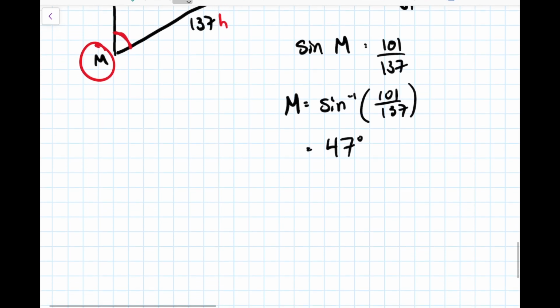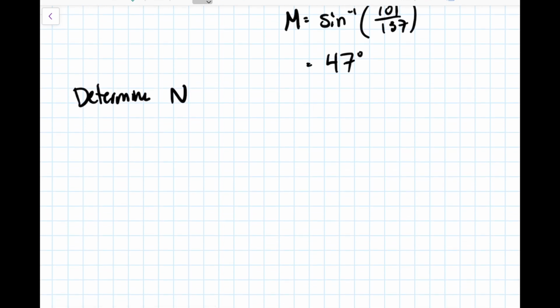Working with the same triangle, you might also be asked to figure out the other angle. So determine angle N. You could go through and do a full trig question with this, working with cosine and doing cosine of 101 over 137 and all that. But there's actually a faster way to do this. A quick reminder for you, something that you should have learned in previous years.